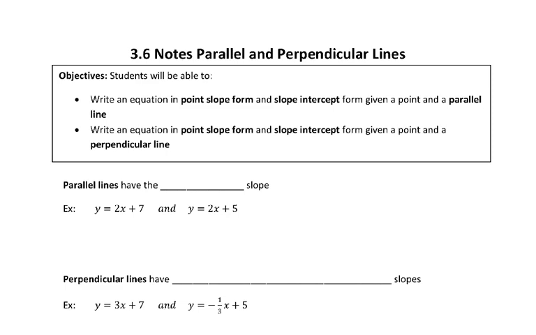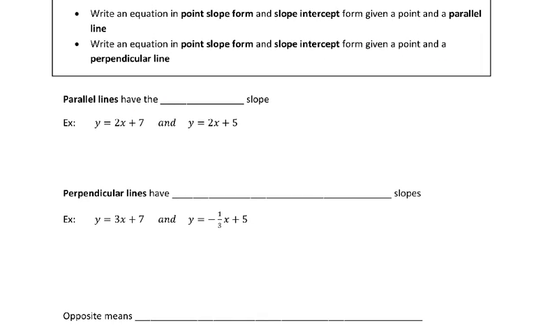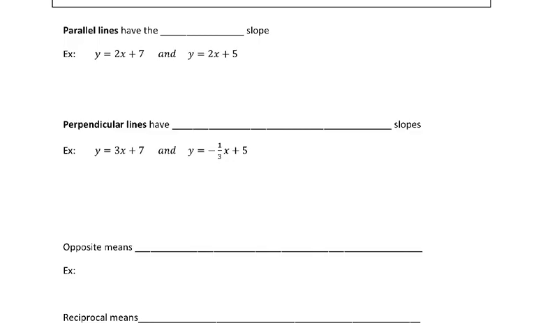Okay, so in today's lesson, we are going to write equations in point slope form and slope intercept form. And when we're given a point and a parallel line, we're also going to do point slope form and slope intercept form for a point and perpendicular lines. So before we can do that, let's talk about parallel lines and perpendicular lines.